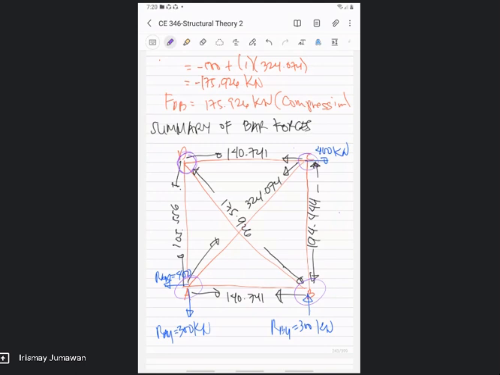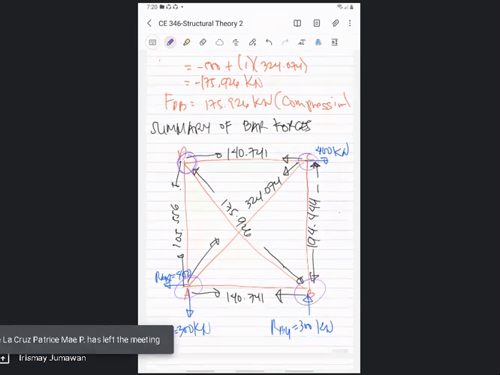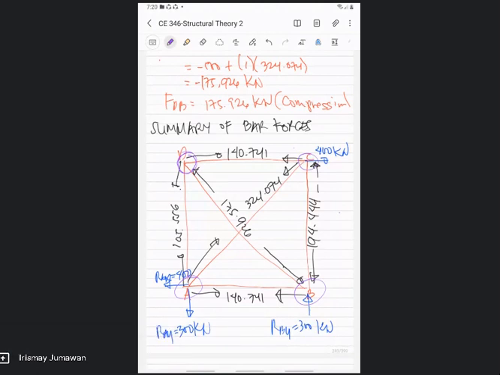You can also use Castigliano's theorem, but I will not discuss all the methods. As long as you have one method for getting the members.